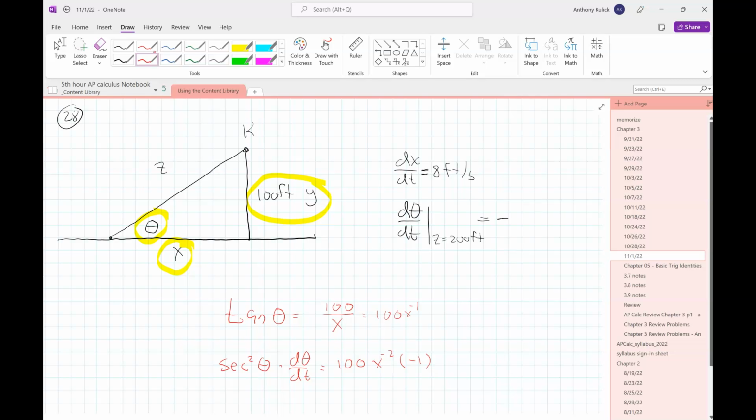So, do we have any of these values to plug into this currently, other than dx/dt, of course, Mr. Kulik? Other than dx/dt, do we have anything else to plug in? No, but it's not hard to get the other things. So I know that z is 200 right now. So I can use the Pythagorean theorem to find x.